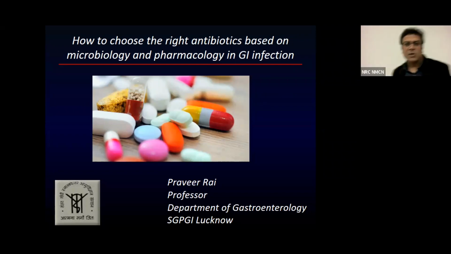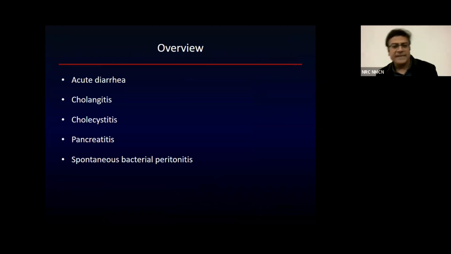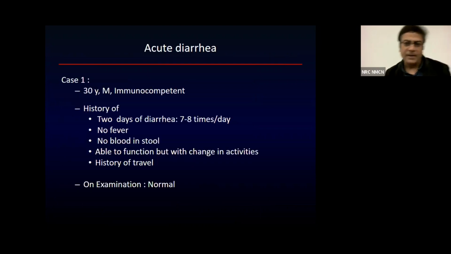So I'll be talking about how to choose the right antibiotic based on microbiology and pharmacology in GI infection. I'll be covering these headings: acute diarrhea, cholangitis, cholecystitis, pancreatitis, and if time permits, spontaneous bacterial peritonitis. So we begin with a case scenario.